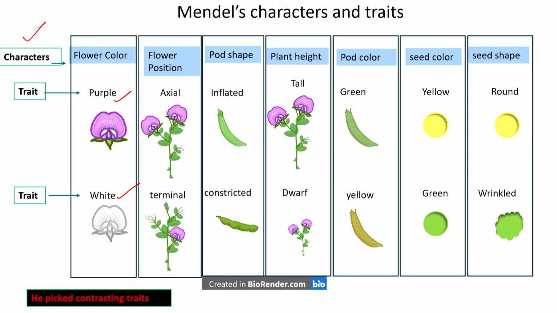Remember one thing, I will repeat it in my class, but one of the strengths of Mendel's work is that he used contrasting traits. Within a character, he used contrasting traits like purple flower and white flower. He used tall plant and short plant. He used round seed and wrinkled seed, something that can be very clearly and cleanly seen, observed and recorded. That was again a strength of Mendel's work.